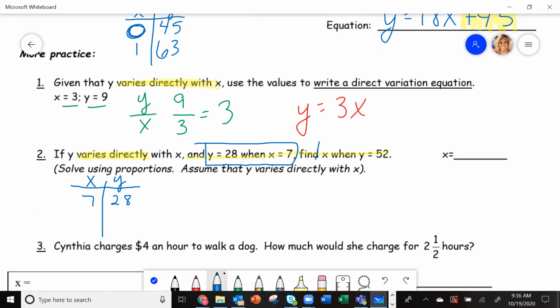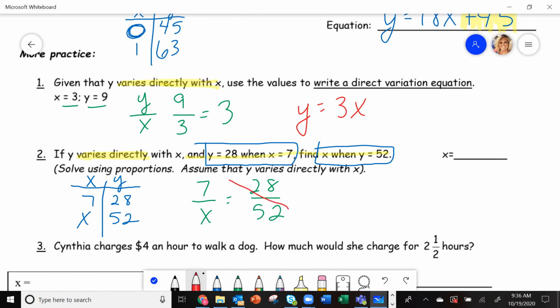Then it says find x when y is 52. So find x when y is 52. So if I put it in a table like this, it's going to help me because I can go over here and set up my proportion. 7 over x equals 28 over 52. Now, how do we solve this?